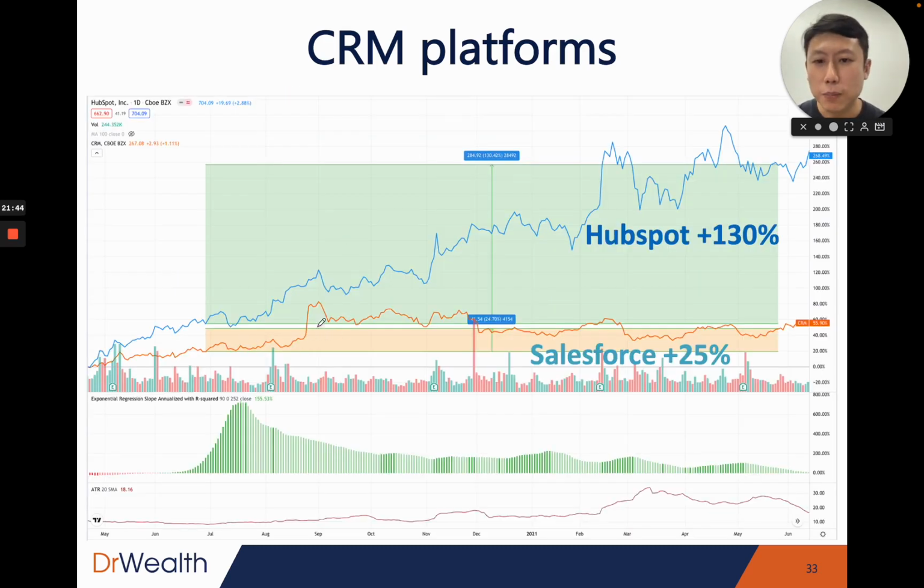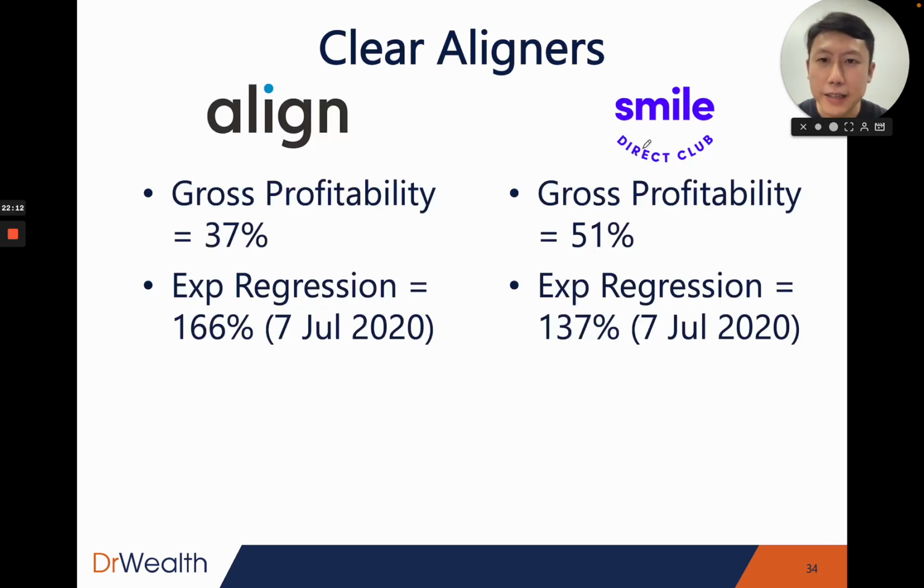You can see that for the period of comparison, Salesforce was up 25%, which is very good. But HubSpot was up 130% over the same period in the same field, and that is 6 times more returns. So you can see the power of this factor investing, as well as combining gross profitability with the momentum factor. It can be a very good short-term trading strategy. Okay, last one, clear aligners between Align Tech as well as Smile Direct Club.